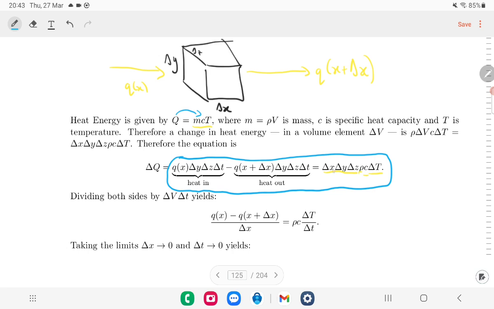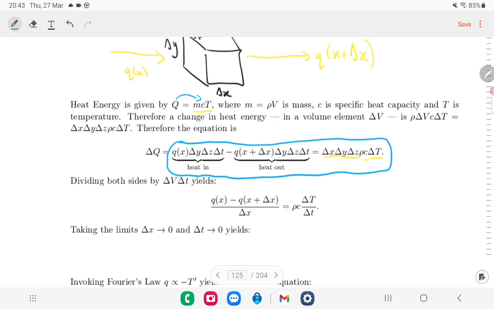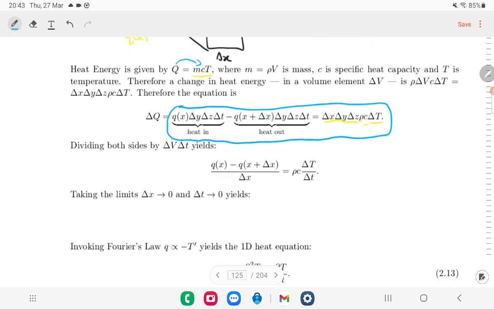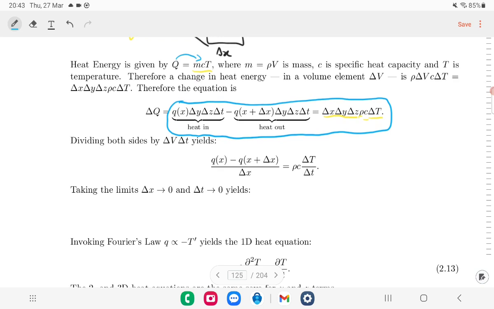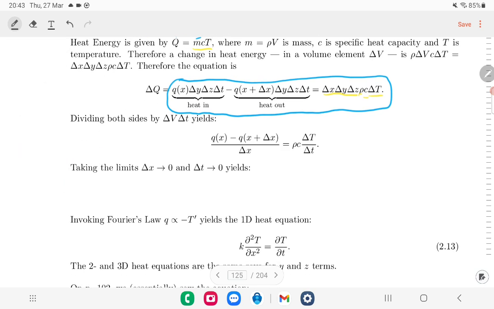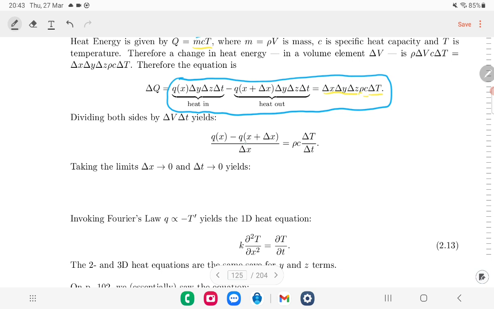And what about over here? Well, the delta x, delta y, delta z are all gone. The rho c remain, and the delta T gets divided by delta T. And then to make this more accurate, you take limits as delta x goes to 0 and delta t goes to 0, and you end up with the following. This thing here is like f of x plus h, but the wrong way around. So this is minus partial q partial x is equal to rho c partial temperature partial time.